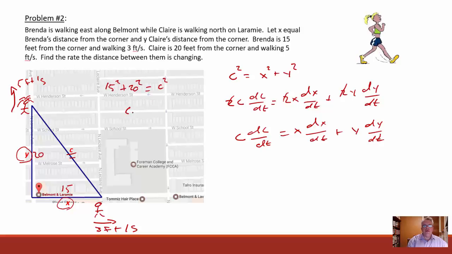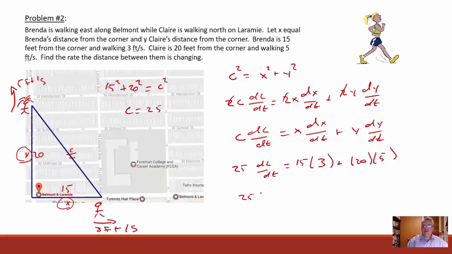And I think if you do that, you find that c is 25. So we got 25 dc/dt equals x. That was Brenda's distance, 15, times how fast she's walking, 3, plus y, that's Claire. She's 20 feet away, times how fast she's walking, 5. And we just got to solve for dc/dt.